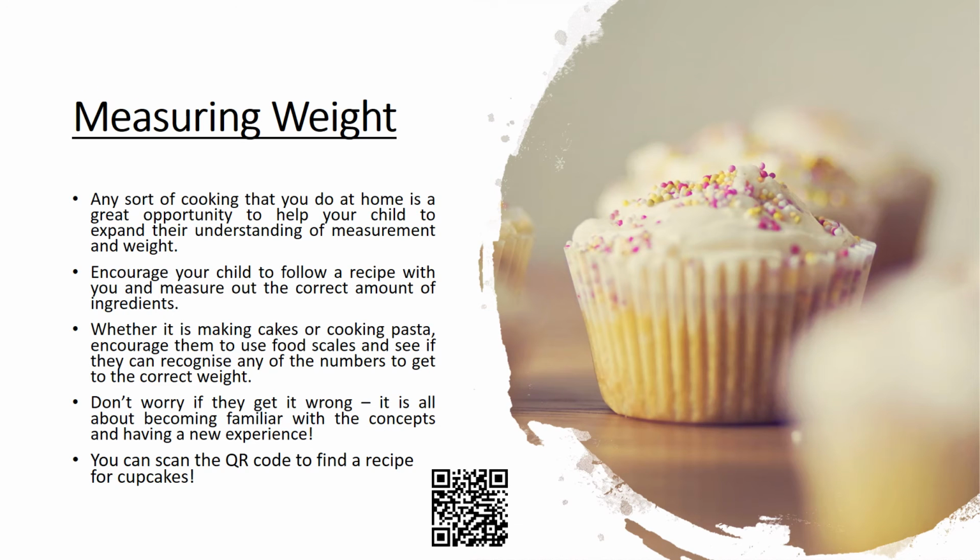Any sort of cooking or baking that you do at home is a great opportunity to help your child to expand their understanding of measurement and weight. Encourage your child to follow a recipe with you and measure out the correct amount of ingredients. Whether it is making cakes or cooking pasta, encourage them to use food scales and see if they can recognise any of the numbers to get to the correct weight. Don't worry if they get it wrong. It is all about becoming familiar with the concepts and having a new experience. You can scan the QR code to find a recipe for cupcakes.